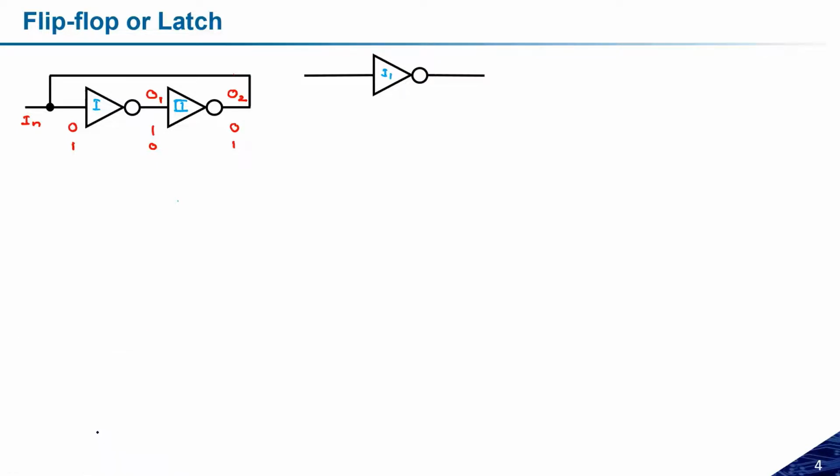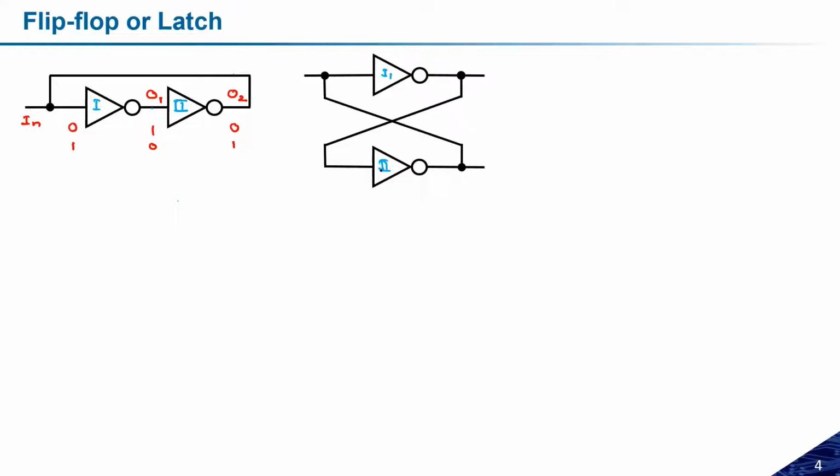Okay, so if I have an inverter I1, the output of the first inverter is connected to the input of the second inverter. And the output of the second inverter is connected to the input of the first inverter. This is how I have just redesigned the circuit. There is no change in the operation. It is the same as that one. So, inverter 1 and inverter 2.